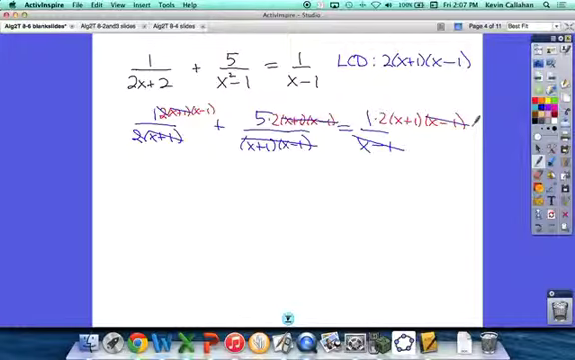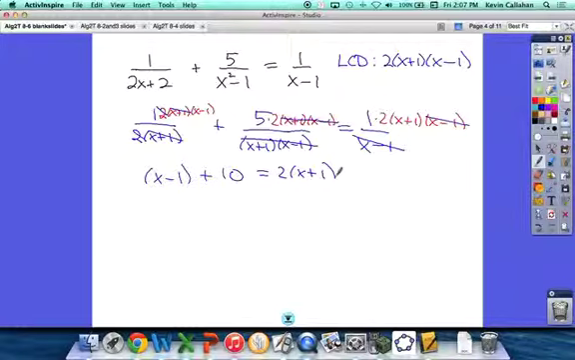Give you a chance to catch up with that. What's left? In this first term, there's 1 times x minus 1. What's left in the second term? 10, right? There's a 5 times 2, 10. And in the last term, 2 times x plus 1.